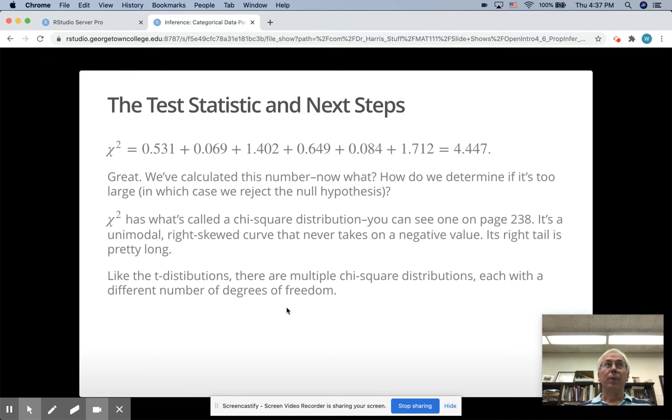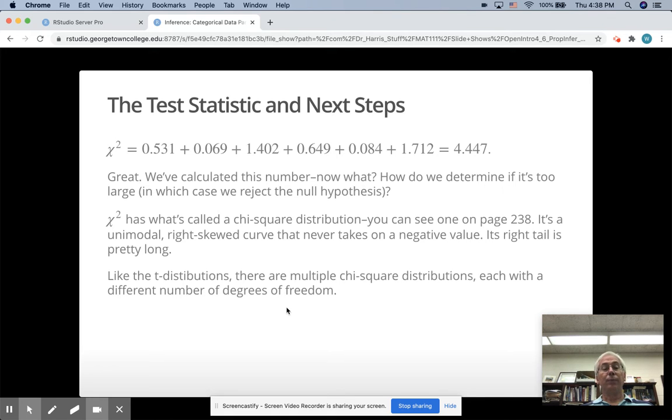So we're going to be using, as I said, a probability calculator in RStudio for a chi-square statistic. And so the first thing to look at possibly is the diagram on page 238 of your text. You'll see what we call a chi-square distribution. It's unimodal, it's right skewed, it takes on values only 0 or bigger, and it often has a pretty long right tail.